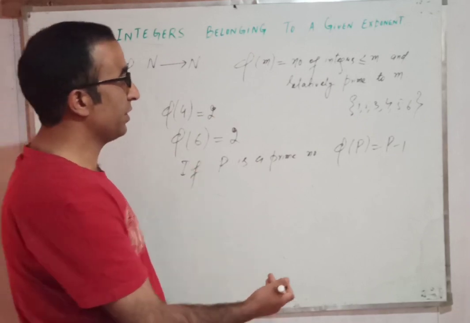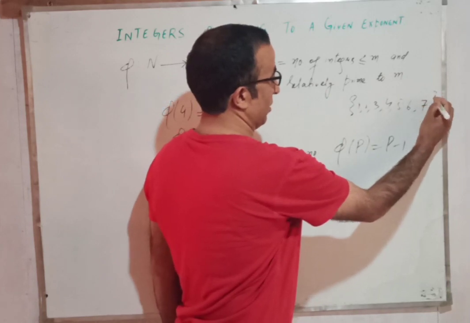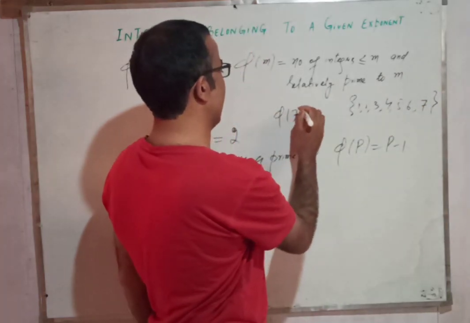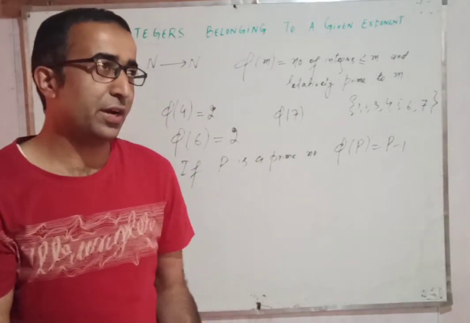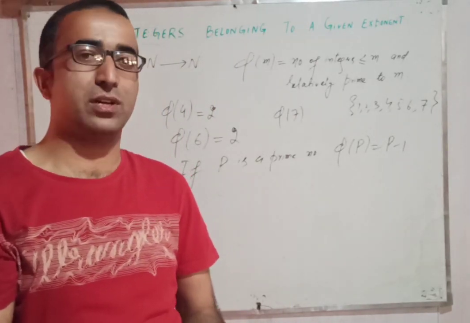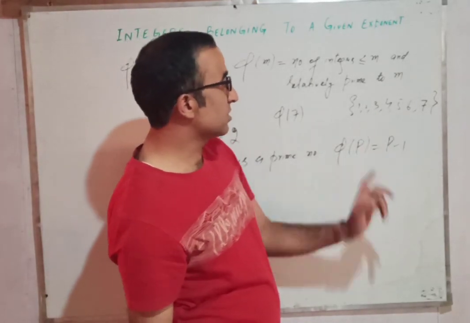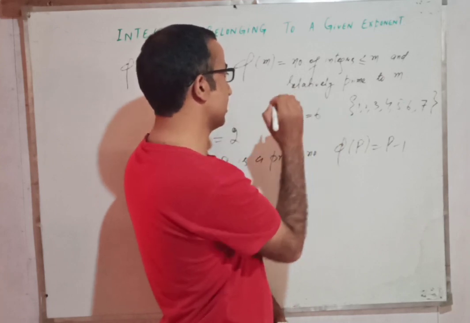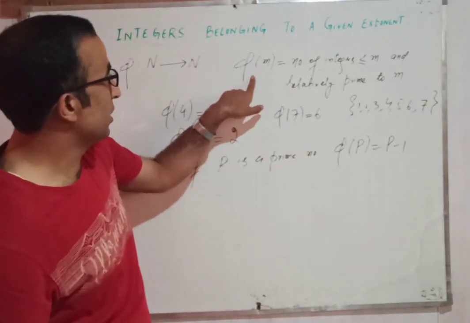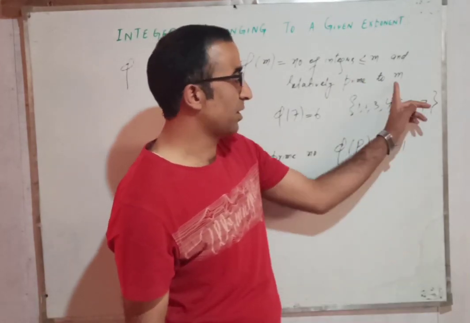For instance, if we calculate phi of 7, every positive integer to the left of 7 is relatively prime with 7. So there are 6 such positive integers, so phi of 7 is equal to 6. Of course, this means the number of positive integers less than or equal to m which are relatively prime with m.